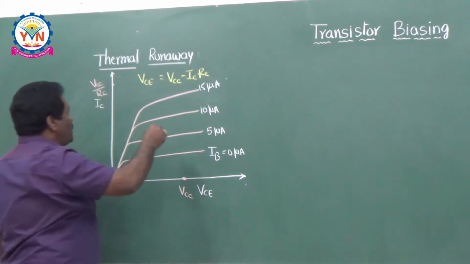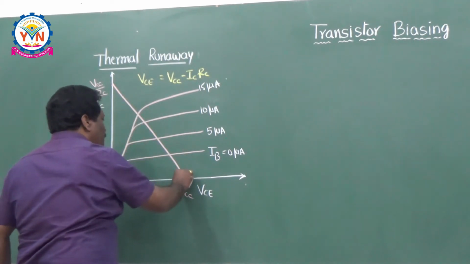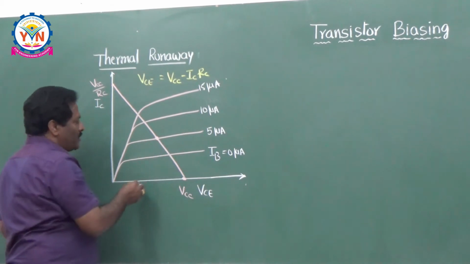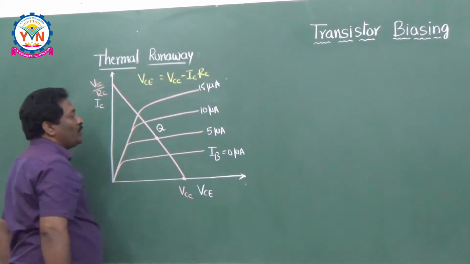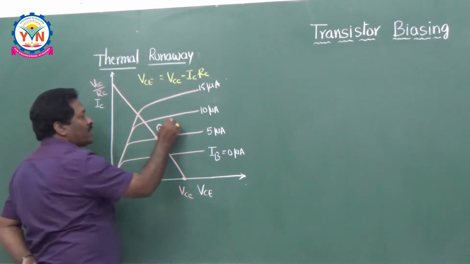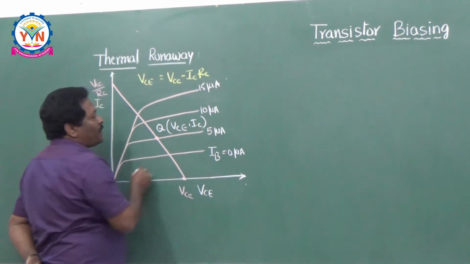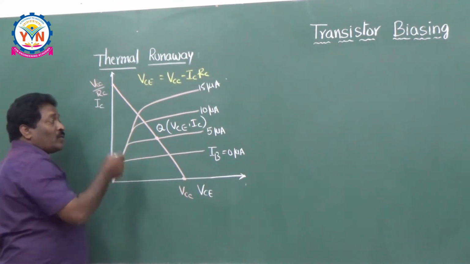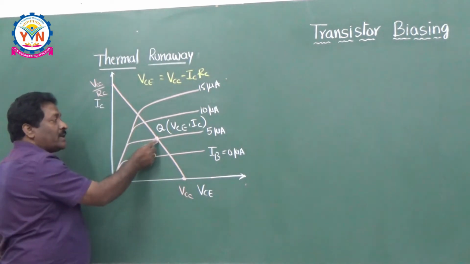If you combine these two points, this is nothing but the load line. The intersection of the load line with the characteristics is nothing but your operating point Q. The operating point Q has the coordinates VCE and IC. The best location of the operating point is at the center of the load line. Now it is at the center, but we have to keep the operating point always at that center only.